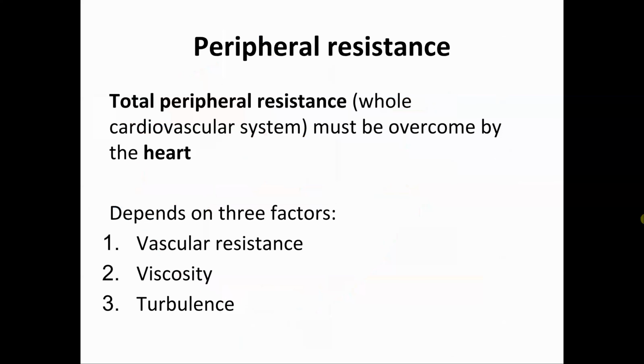So peripheral resistance is going to depend on vascular resistance, just the friction of the blood moving through the vessels. Viscosity, so how thick the blood is. So the thicker the blood, the harder it is to pump, right? And then the turbulence. So any non-smooth vessels are going to cause kind of backflow and make it harder to pump the blood.